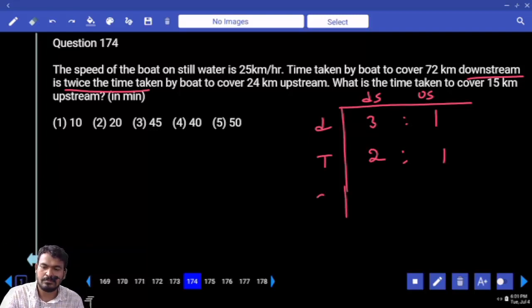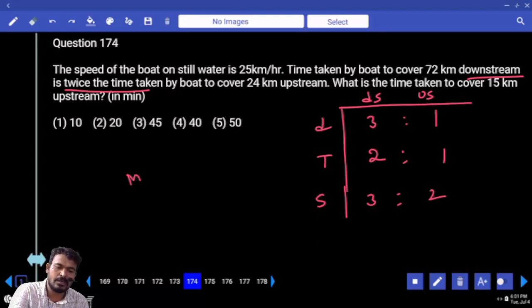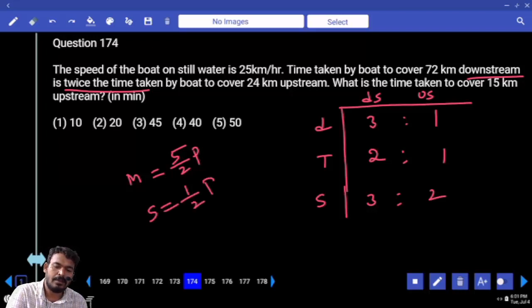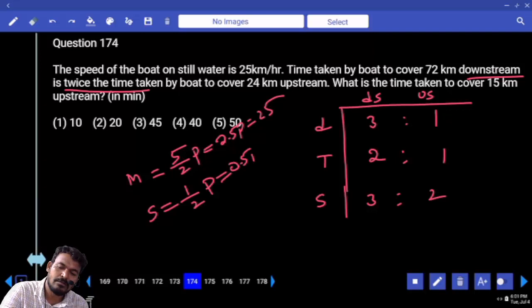Then what is the speed ratio? Distance by time means first one 3/2, second one 1/1. What is the speed ratio? 3:2. Downstream speed 3 parts, upstream speed 2 parts, sir. Then m value is how much? 3 plus 2, 5. 5/2 parts, sir. What is the s value? 1/2 parts, sir. 5/2 parts means how much? 2.5 parts, sir. What is the 2.5 parts value? 25. What is the half part value? 5.